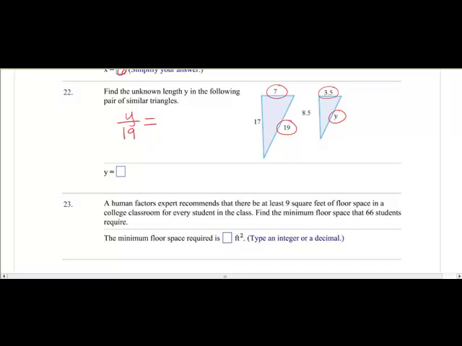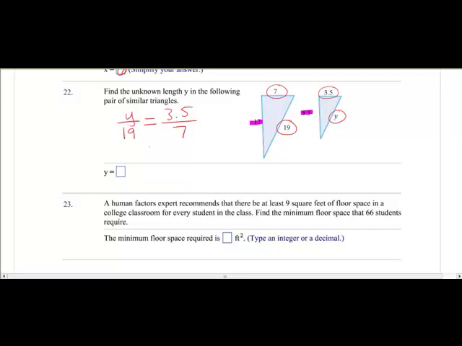Now notice I have y on the top of my fraction on the left. That means I have to have 3.5 on the top on the right. I've got to have the same triangle on the top of each fraction if I'm going to keep the ratio equal. So I have y over 19 equals 3.5 over 7. If you had chosen to use, let me use a different color here, if you had chosen to use 8.5 and 17, you would have gotten the exact same answer. You should come out with the same answer either way.